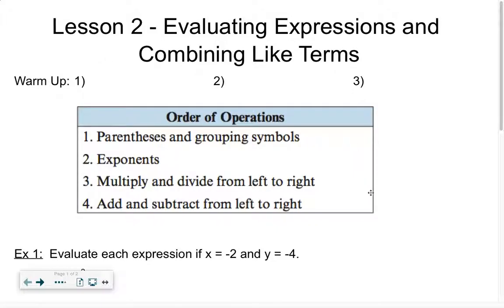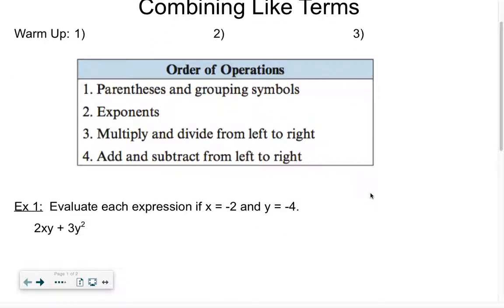For lesson number 1, we talked a lot about our classifications of numbers, our subsets. Those were the reals, the rationals and irrationals, whole numbers, counting numbers, and so forth. Today we're looking at expressions, which is when we take the numbers and throw variables in with them, and then evaluating those expressions along with combining like terms. So a relatively easier lesson for us.